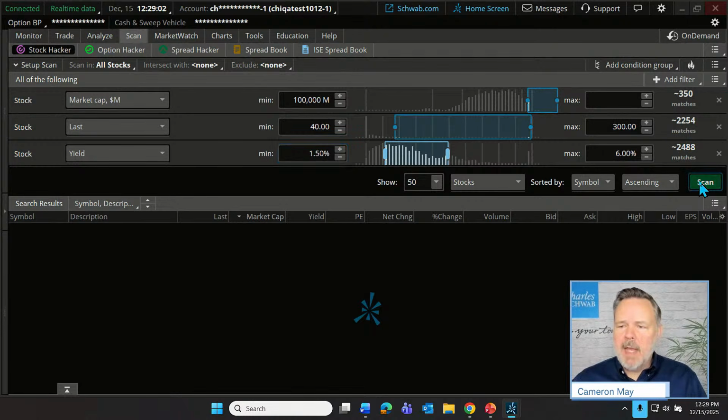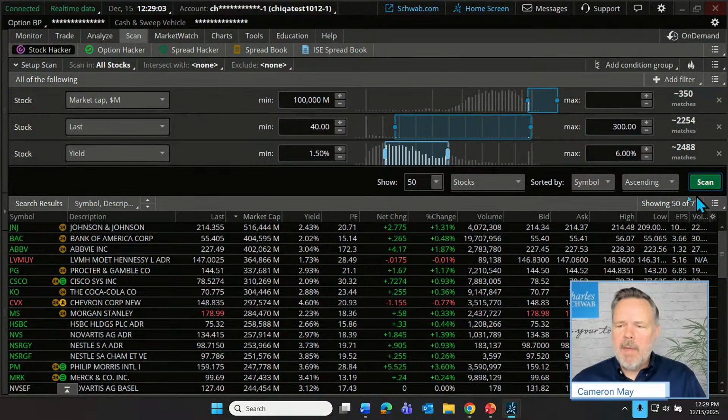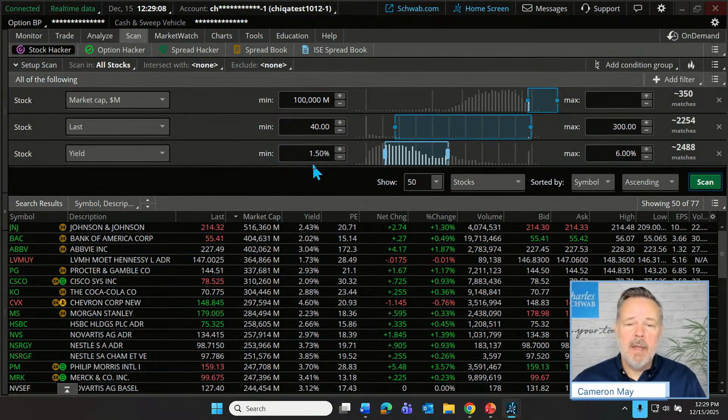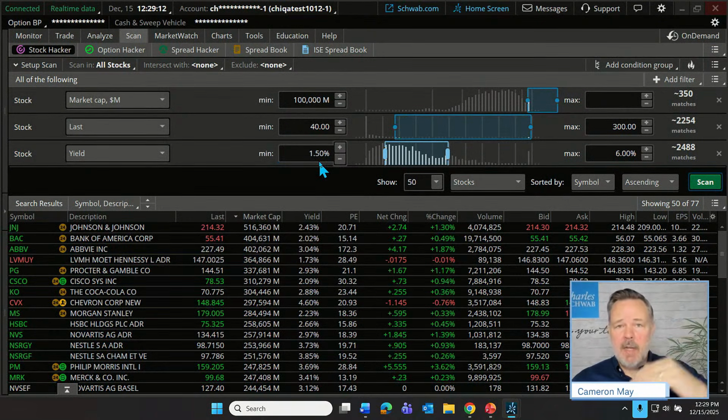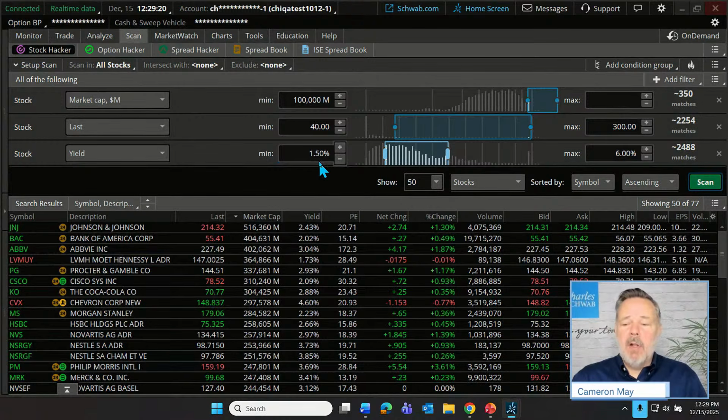Now, if I run the scan right now, we've got about 77 companies that meet all 3 of those criteria, but some of these may be persistently downward trending. Now, some traders may actually see the potential in a value in that, okay? But let's just say that our would-be covered call trader is looking for something that's been showing some recent price strength. And so I'm going to add one final filter.